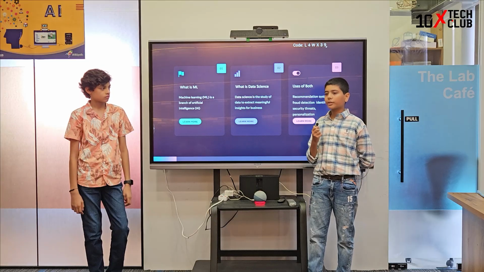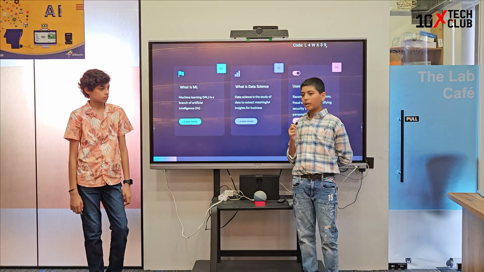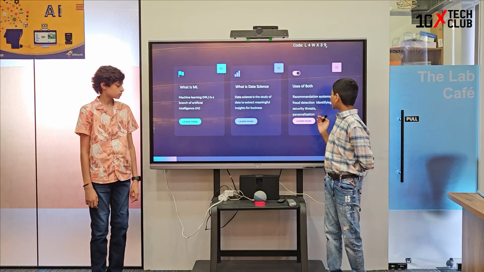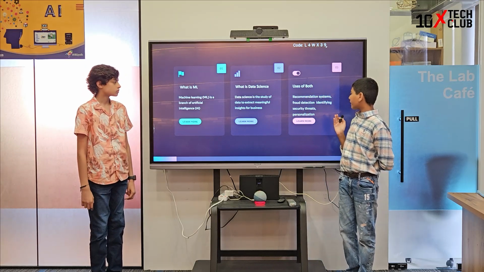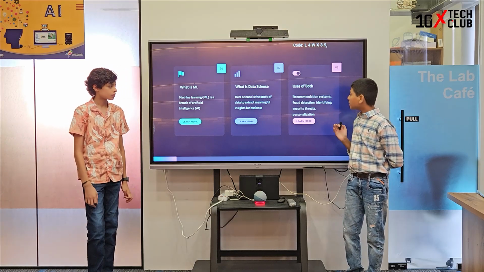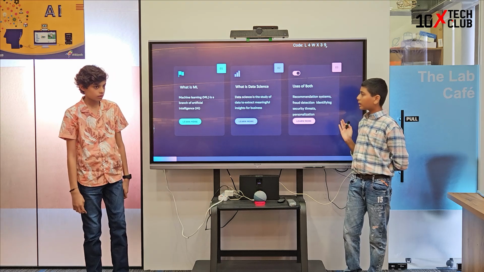And even if some people want to reduce the data for their other work and companies. The uses of both are recommendation systems, fraud detection, identifying security threats, and personalization. So these are the major uses of these.